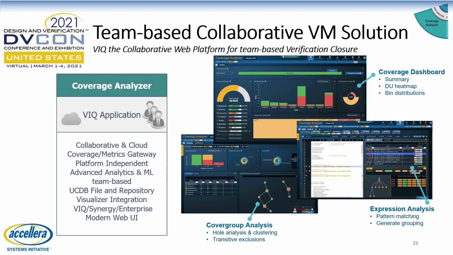We've also patented the use of network graphs to show relationships between cover points and crosses, as well as whole and cluster analysis. It allows views of what-if analysis when targeting certain parts of the coverage model. It also allows the ability to apply transitive exclusions to ensure excluding a certain cover point will exclude the crosses as well.